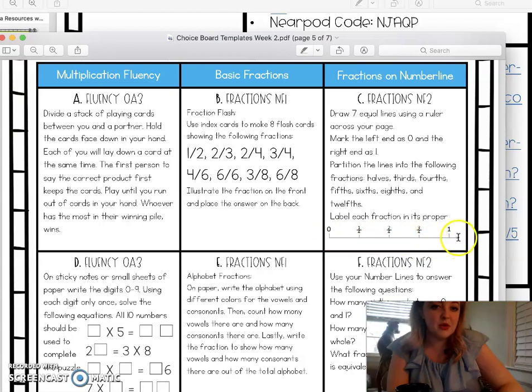So here's the example of the problem that I put in the choice board. However, if you want to write this as 0/4 and this one as 4/4, you are more than welcome to do that. Just be careful not to write 1 whole and 4/4 because that could get confusing for some.